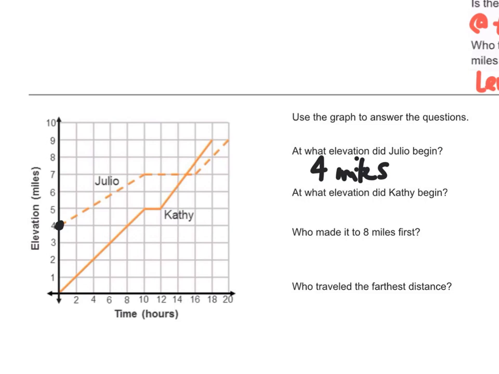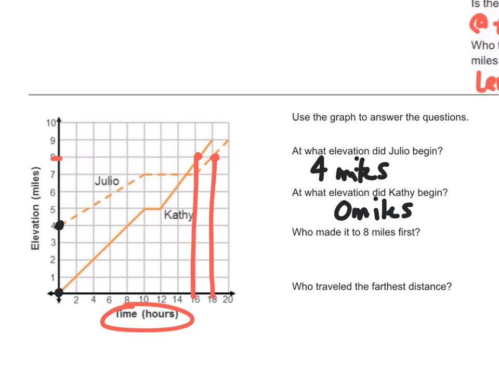At what elevation did Kathy begin? Kathy began at 0 miles. She was at sea level. Who made it to 8 miles first? Let's take a look at 8 miles. Here's 8 miles. Let's look at the graphs. Who made it first? Did Kathy make it first, or did Julio make it first? In that time frame, we got to look at time values. At this point, who made it first? 16 hours or 18 hours? So that would be Kathy.